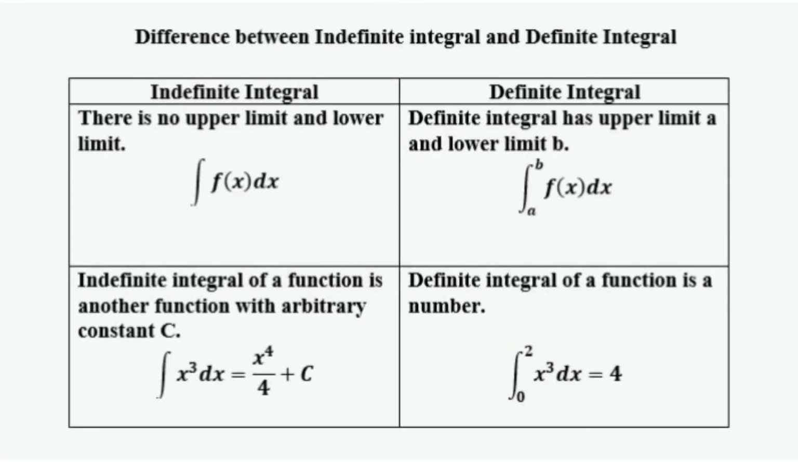Indefinite integral you already studied in first chapter. So what is the difference between indefinite integral and definite integral? With indefinite integral, there is no upper limit and lower limit, but definite integral has upper limit b and lower limit a. The other difference is that indefinite integral of a function is another function with an arbitrary constant c, but definite integral of a function is a number.